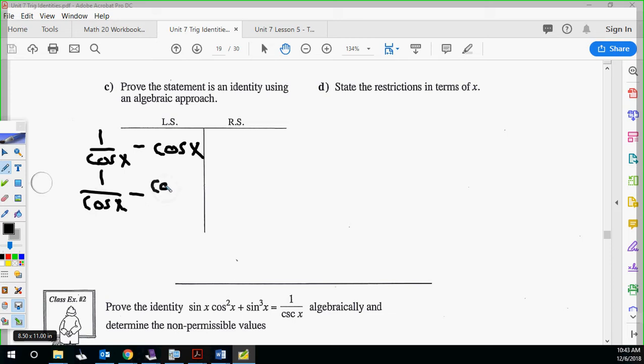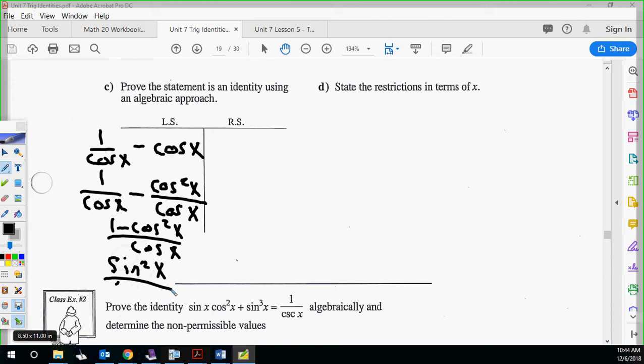Right, I'm going to go 1 over cos x here, and I'm going to go minus cos x top, cos x bottom, so the top's now squared, right? And so check this out, 1 minus cos squared x over cos x. And Fo already said it, 1 minus cos squared x, that's the Pythagorean identity. That's sine squared x. And so look at this, I have sine squared x over cos x. So if I slide a sine out, I now have tan. So it's sine x tan x.